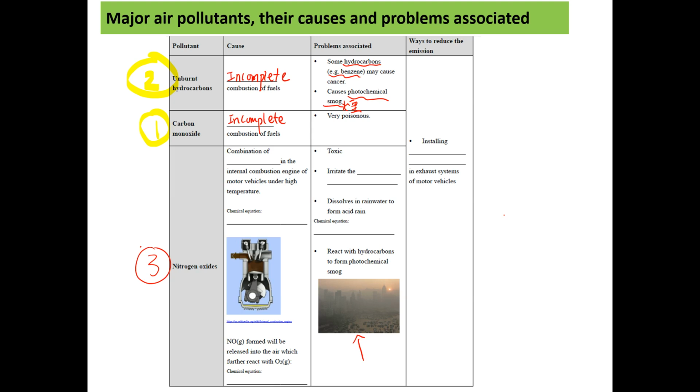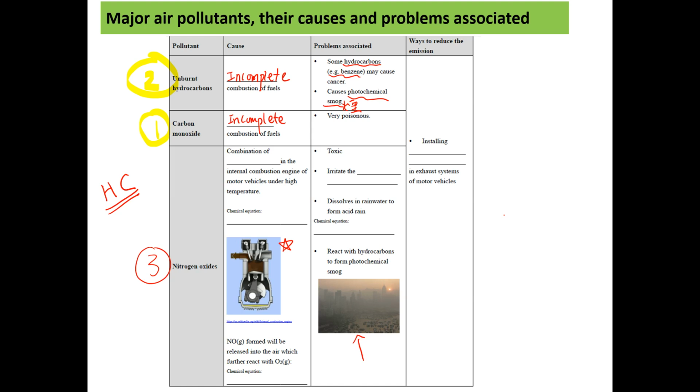And then for nitrogen oxides, how do they form from hydrocarbon? Now for hydrocarbon, theoretically there's no nitrogen inside, right? So how come burning fossil fuel will form nitrogen oxide? So let's have a look at this picture.